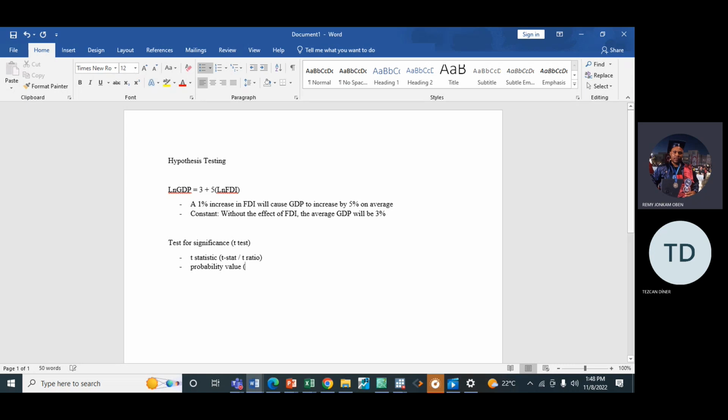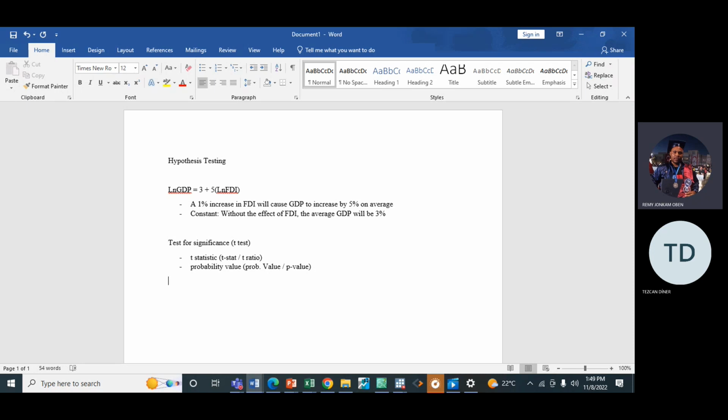The probability value, at times in short form, they will abbreviate it prob value. In places they will call it p value. It's the same thing, right? So we can use either the t statistic or the probability value to carry out this t-test. In this t-test, we are trying to test the statistical significance of individual coefficients. Now, in any hypothesis testing, we need to know the null hypothesis and the alternative hypothesis.